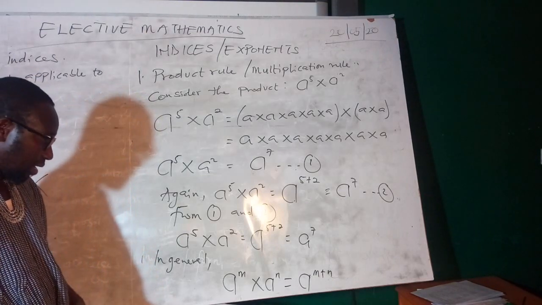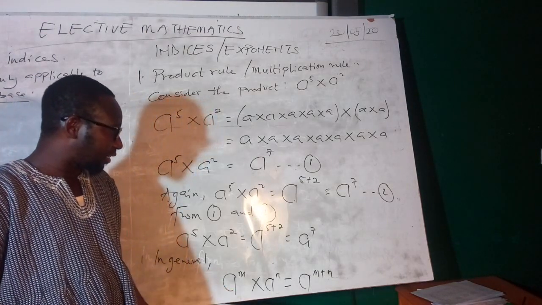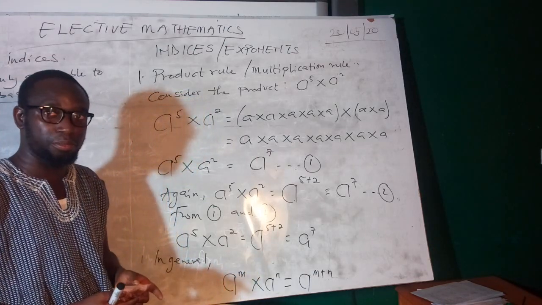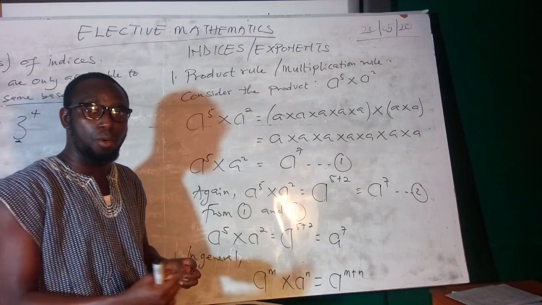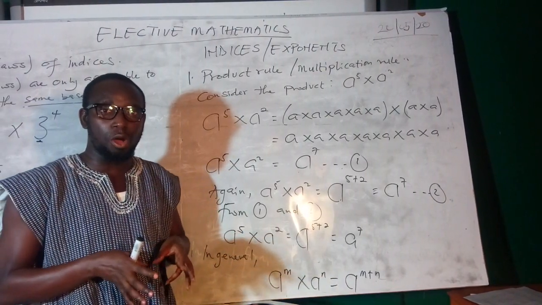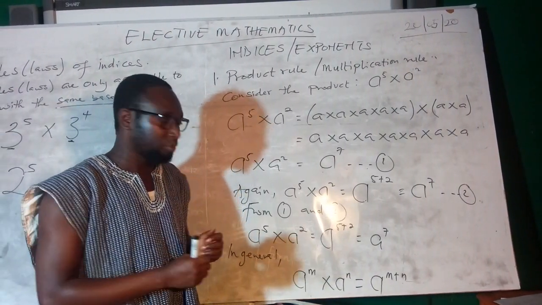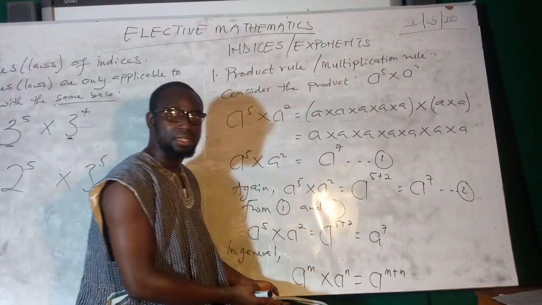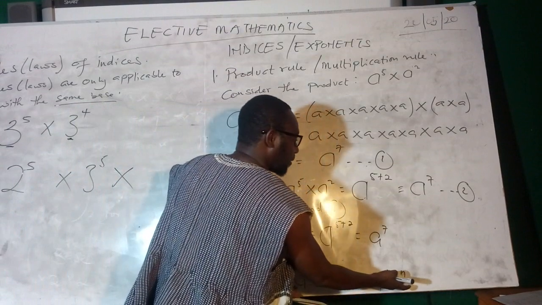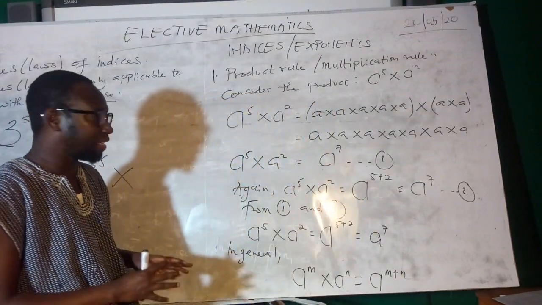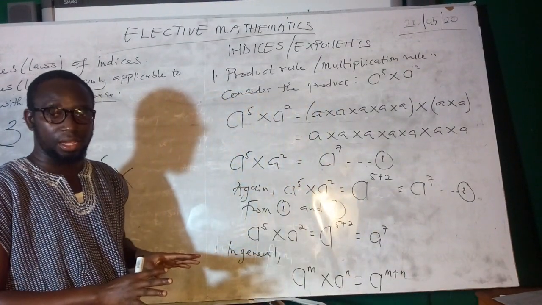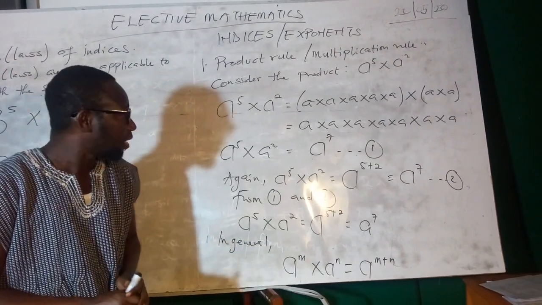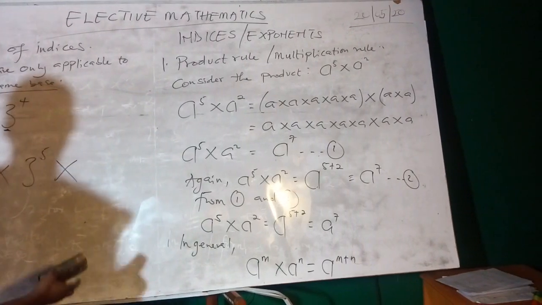Now this can be read as: when we have numbers in indices form, they have the same base and they are being multiplied, their indices or exponents are added. So we have these two numbers, they have the same base, they are being multiplied. So their indices or exponents are being added. So this is the product or the multiplication rule. Okay, let's look at the second rule.